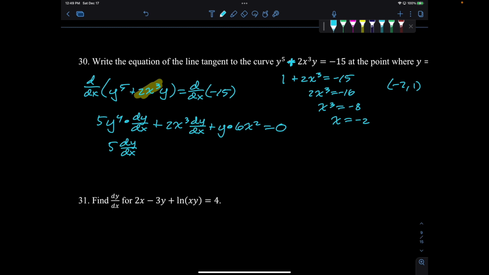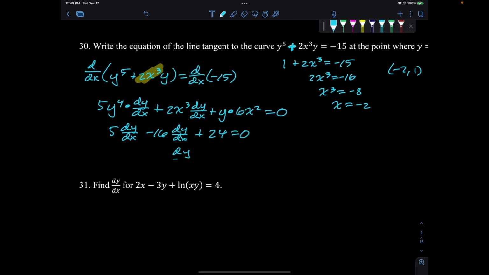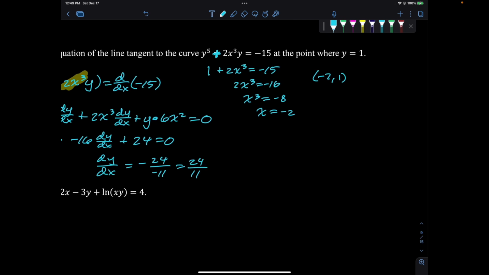So if x is negative 2, this will be 2 times negative 8, so negative 16 dy/dx. And then we got 1 times 6 times 4 is 24. So dy/dx is going to be negative 24 over negative 11, so 24 over 11. Okay, and then we want the tangent line.